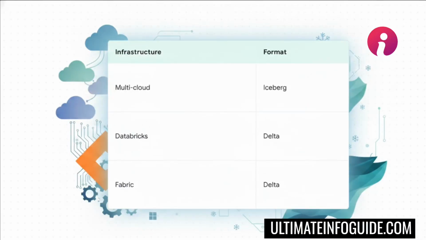If you are deeply multi-cloud or your primary engines are Trino, Flink, Snowflake, or BigQuery, you should default to Iceberg and a REST catalog, period. If your organization is Databricks first, stay on Delta and simply flip on Uniform for interoperability. And if you're on Microsoft Fabric, you're on Delta natively, and OneLake's virtualization handles your Iceberg compatibility. Choose your format based entirely on your primary infrastructure.